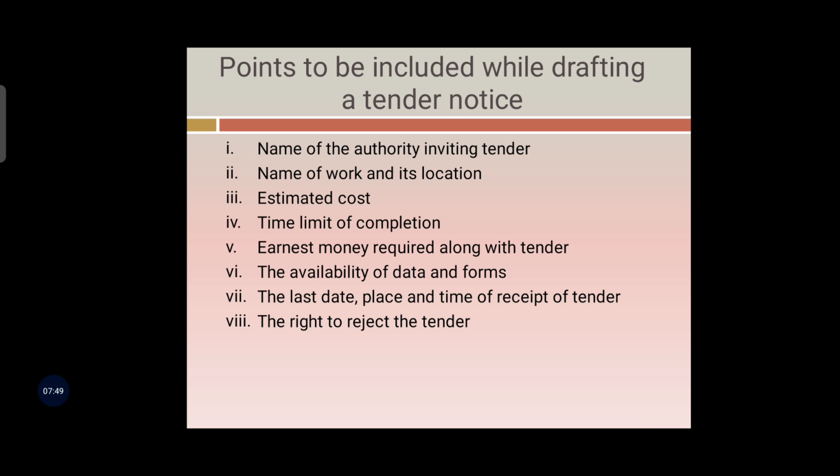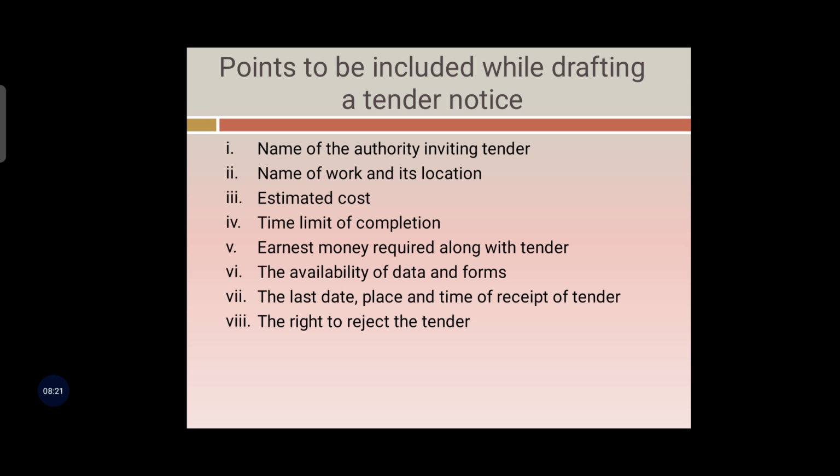Now the next one is points to be included while drafting a tender notice. In this chapter we are also learning how to write a tender. So these are the points that have to be included while writing a tender. First one, this is the formal type of tender. Okay, so we can't write like an essay. Write formally with points, which points we have to write and which not are formally given here.